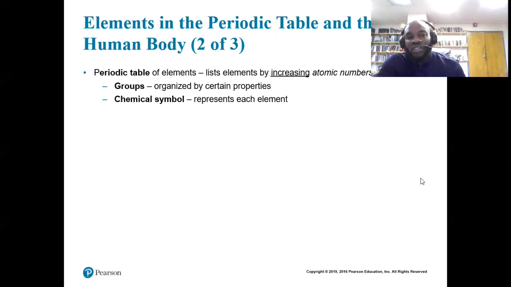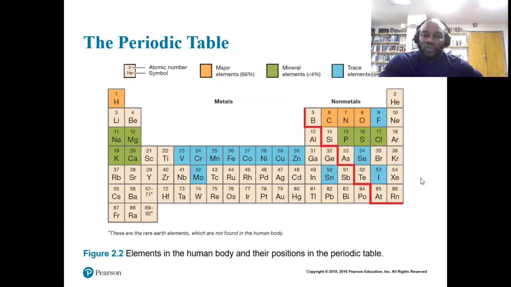Certain groups on the periodic table are organized by certain properties, and then we also have a chemical symbol. So this is what we've been talking about when we talk about the periodic table. Hopefully everybody has seen this before. Hopefully this is not brand new, but still, when we start with hydrogen, 1, that means it has 1 proton and 1 electron generally, and 1 neutron. And then we have helium, 2. So those 2 are 1 and 2. Then we go on to the next line.